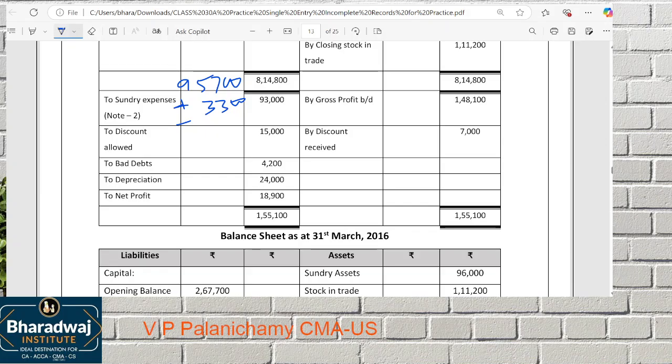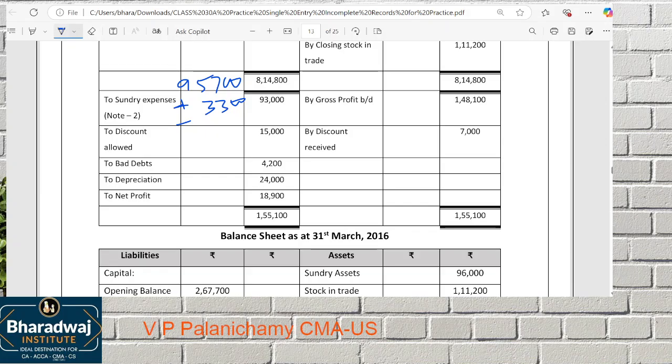Discount allowed, bad debts. Then how about this depreciation? Pay attention. What was the opening balance of asset? Look at the opening balance of asset, they have given 1,16,100. Add how much purchase have you made? How much asset have you purchased? Purchase of machinery 3,900. Then what will the closing balance be?